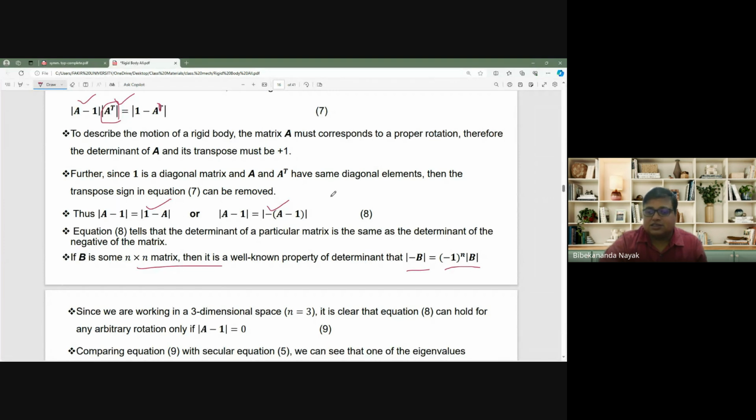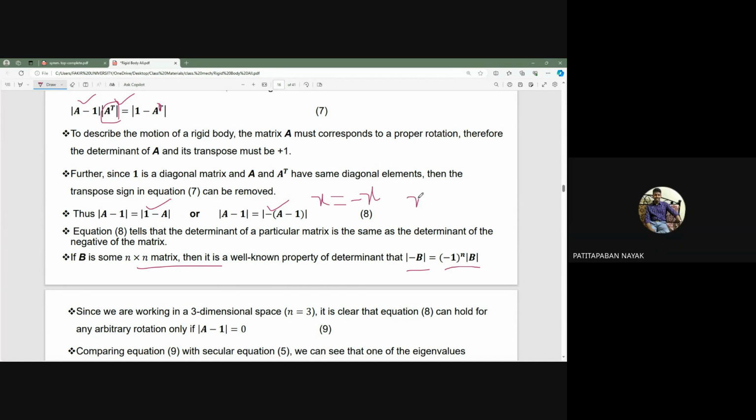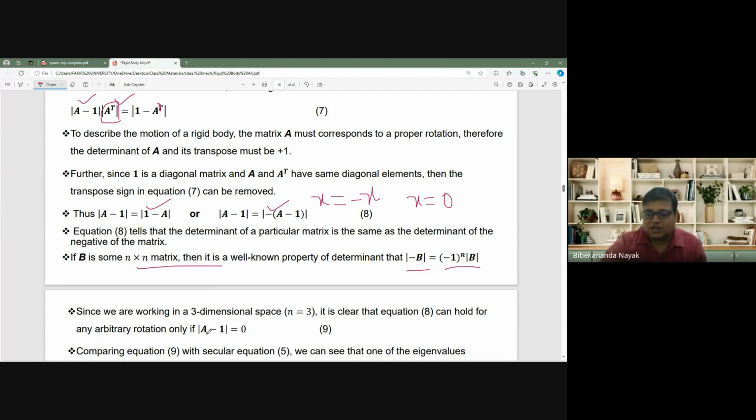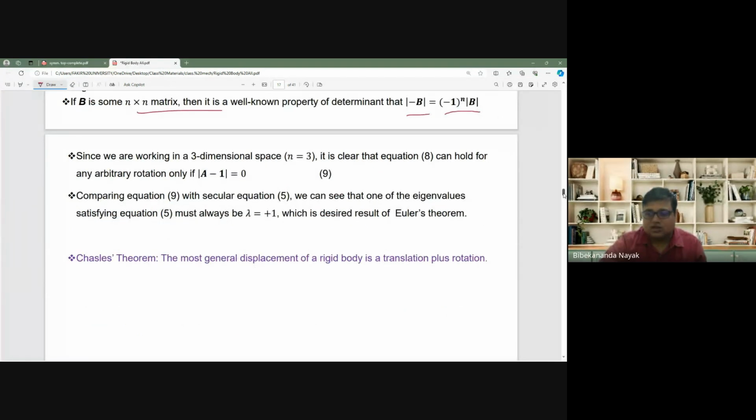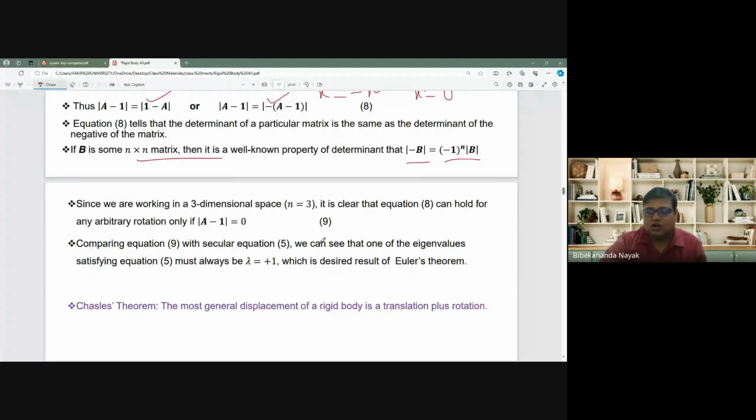Which quantity is the negative of the same quantity? That means x is equal to minus x. Then what is the value of x? 0. So that is 0, and so that implies that A is equal to 1, or we have one eigenvalue plus 1. This is your Euler's theorem.